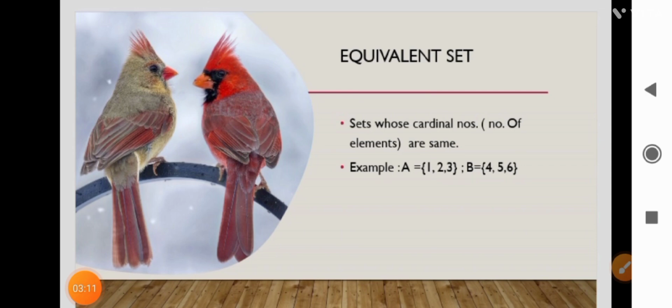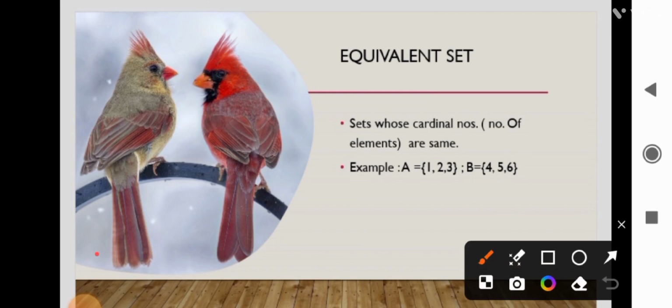We have talked about equal sets. Now it's time to discuss equivalent sets. You can easily see the parrots that are present here. Something is similar in them, but the one thing you can recognize that is different in them is their color. Simply, equivalent sets are the sets that have the same cardinal number.